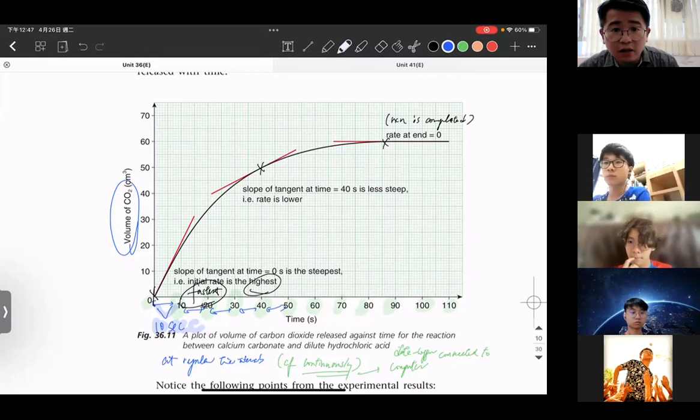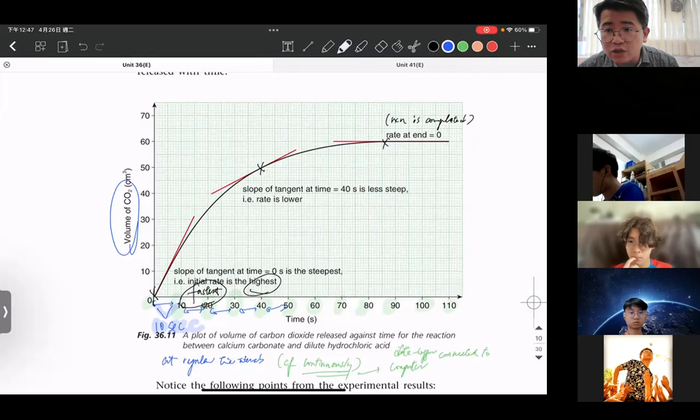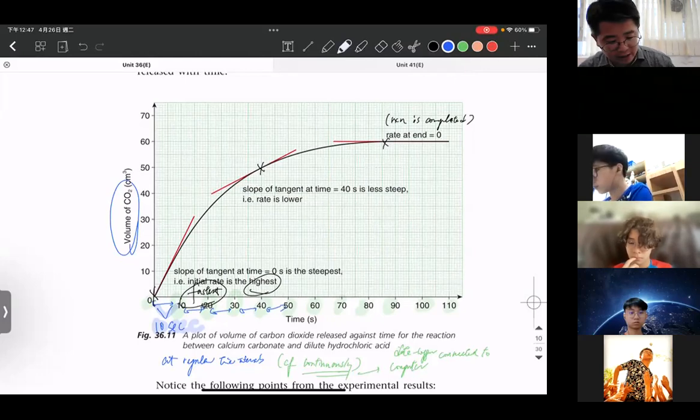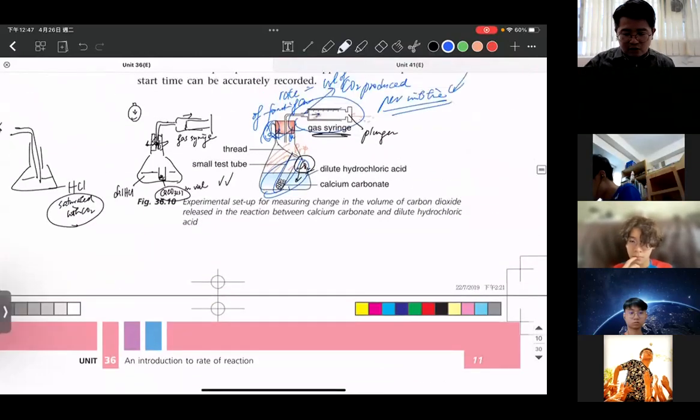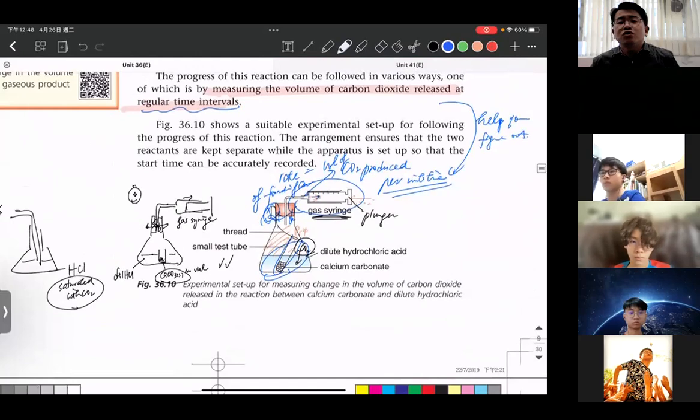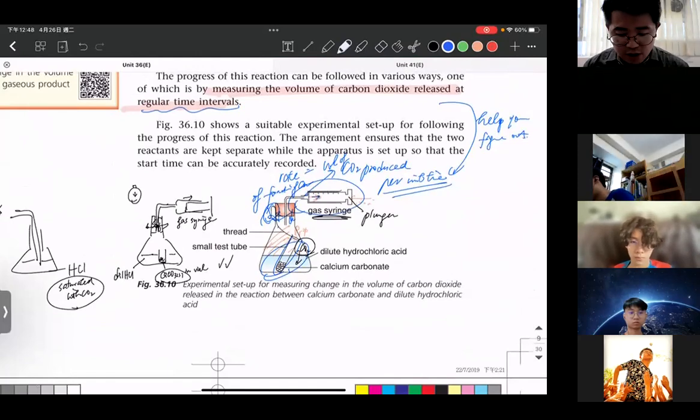Yes, that's right. That's right. Okay, so I just see somebody wrote down, yes, measuring instrument just like gas syringe. Yes, that's right. So this is a gas syringe. So it is used to measure the volume of gas.